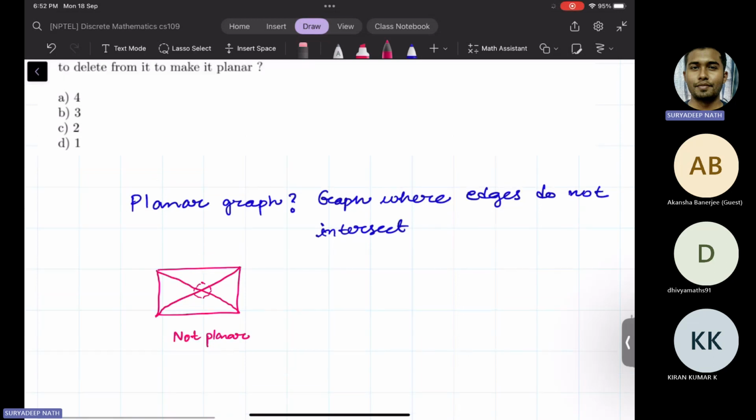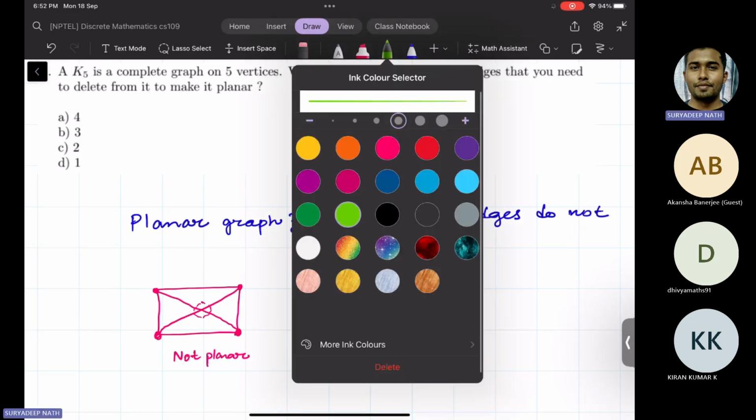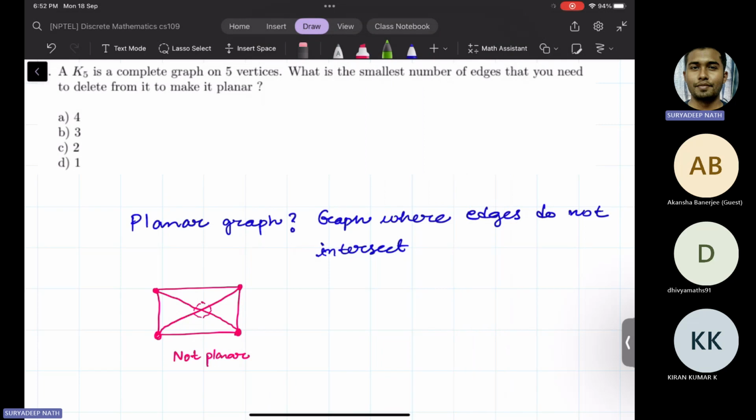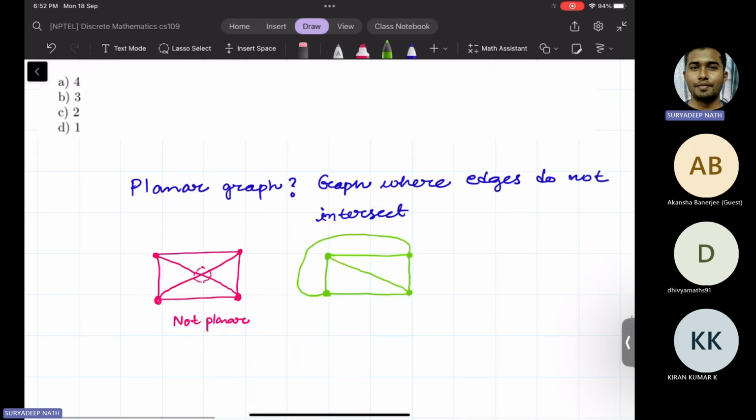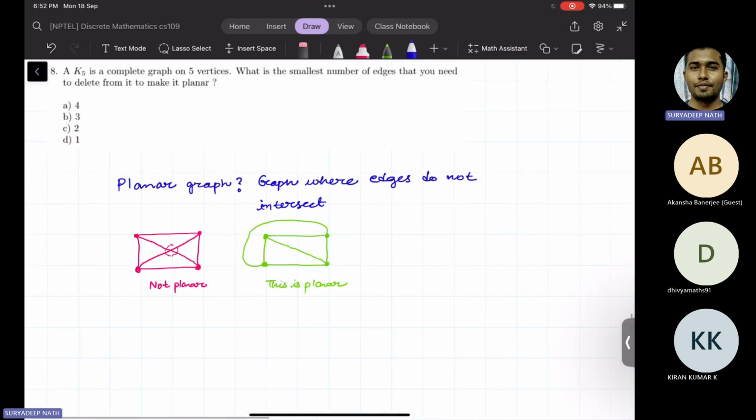But the same graph I can draw, so let's say these are the vertices, I can draw the same graph in a planar fashion as well. So you have the 4 vertices. They are connected among themselves and one of them goes inside, but the other one goes from outside. This is planar. Okay, so I hope the definition of planar graph is clear to you all.